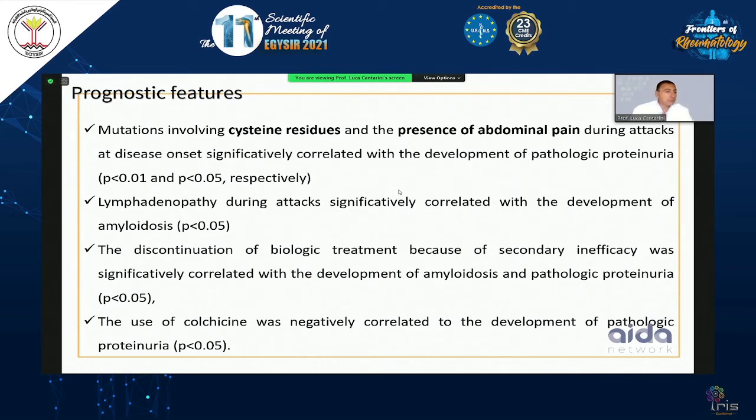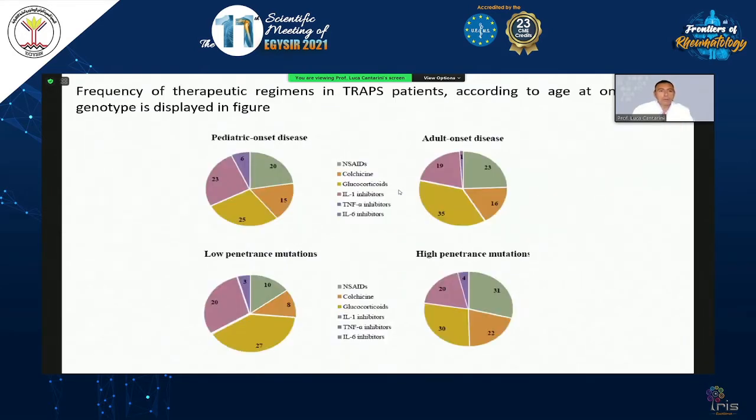In regard to prognostic features, mutations involving cysteine residues, so high penetrance mutations, and the presence of abdominal pain during attacks at disease onset significantly correlated with the development of pathologic proteinuria. Lymphadenopathy during attacks correlated with the development of reactive amyloidosis over time, and the discontinuation of biologic treatment because of the onset of secondary inefficacy was correlated with the development of amyloidosis over time and pathologic proteinuria. The use of colchicine was negatively correlated with the development of pathologic proteinuria.